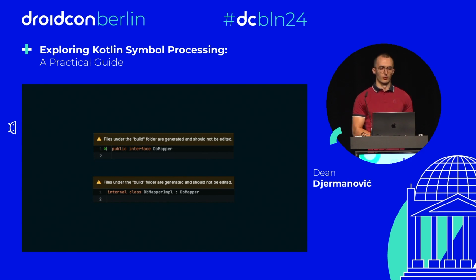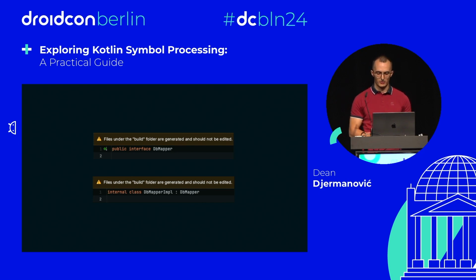And if we build our code now, and if we check for the generated code, we're going to see that two files are being generated: the DbMapper interface and the DbMapperImpl class, which implements the DbMapper interface, and it also contains the internal modifier. So two files are being generated, but for now, these interface and class components are empty.